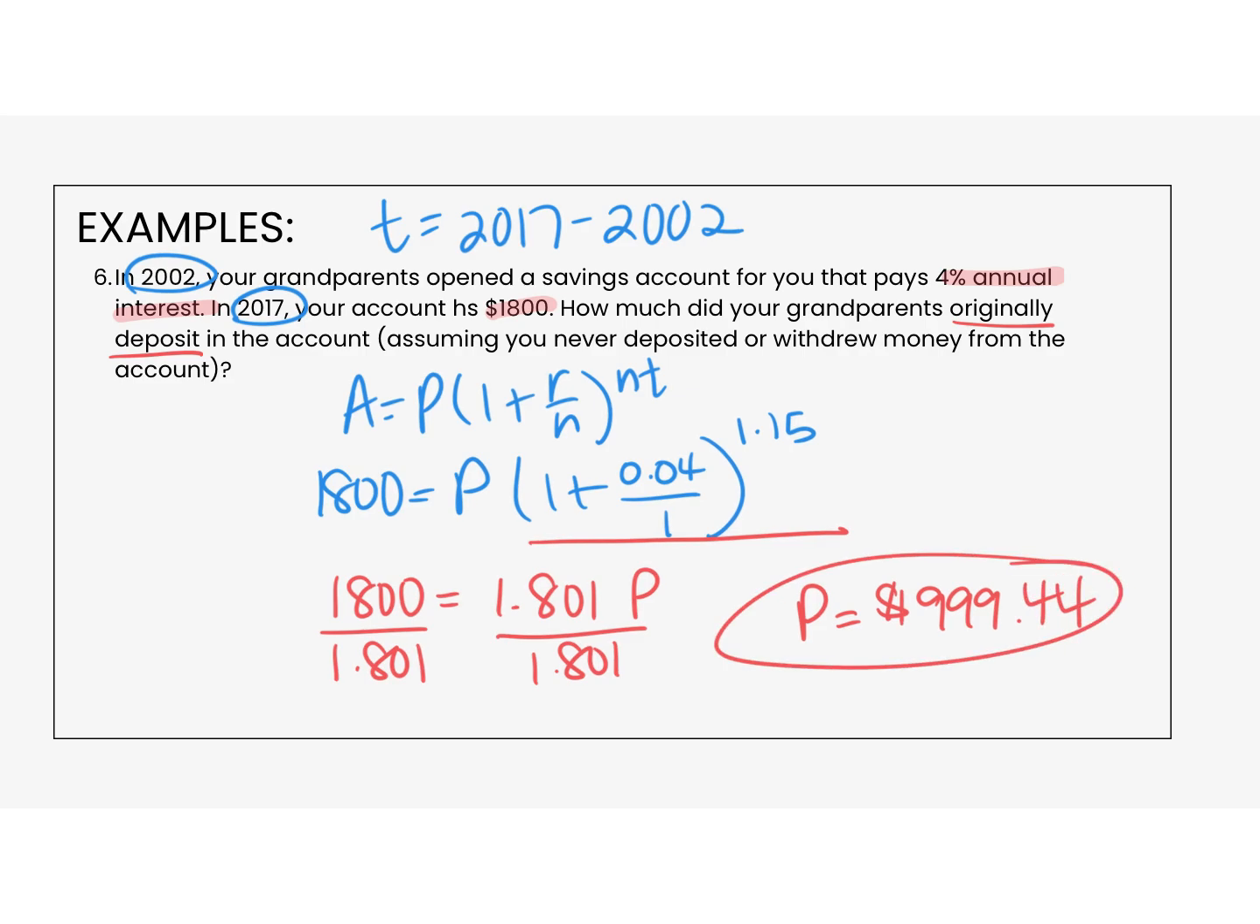All right, so that's 6.5 and applications of exponential growth and decay. We will continue this with some more interest applications in 6.6.